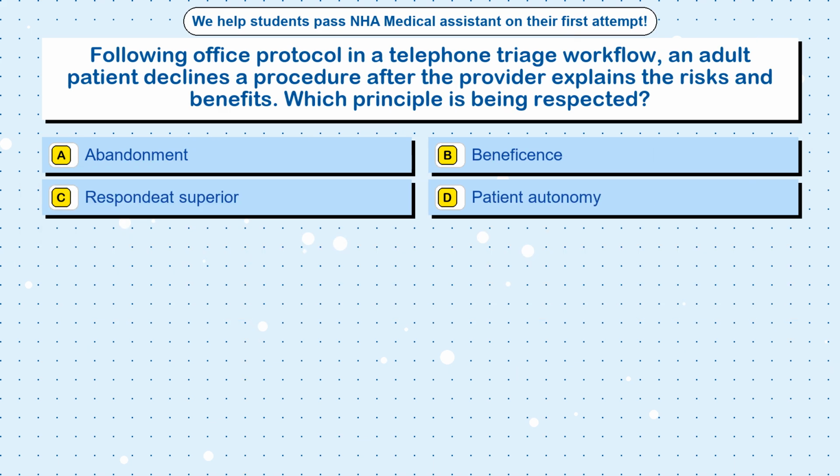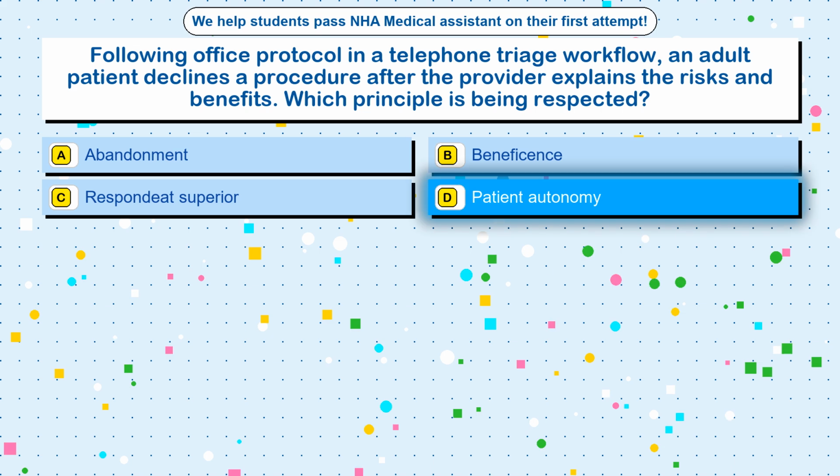Question 82. Following office protocol in a telephone triage workflow, an adult patient declines a procedure after the provider explains the risks and benefits. Which principle is being respected? Option A. Abandonment. Option B. Beneficence. Option C. Respondeat superior. Option D. Patient autonomy. The correct answer is option D.